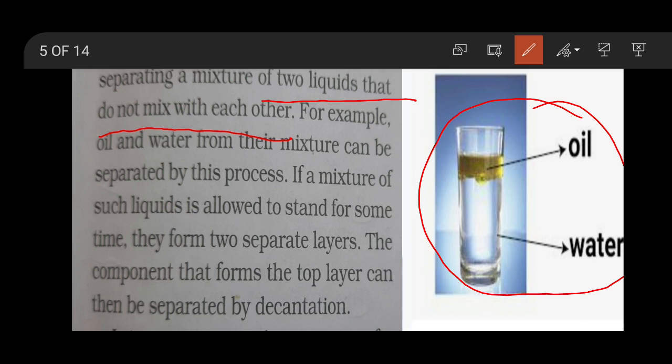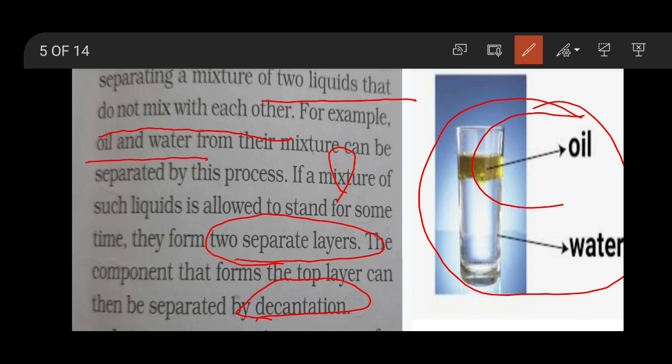If a mixture of such liquids is allowed to stand for some time, they form two separate layers. The component that forms the top layer can then be separated by the process called decantation. Let's see the example, oil and water. They can be separated by this process.